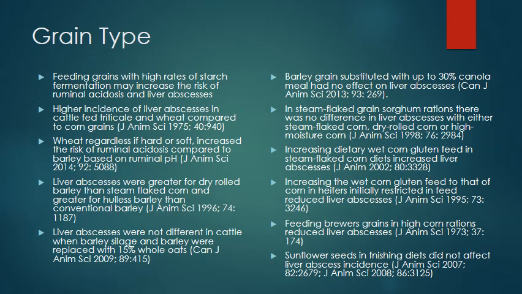In some U.S. research based on U.S. diets, in steam flake corn sorghum rations, there was no difference in liver abscesses with either steam flake corn, dry rolled corn, or high moisture corn. In another study, increasing the dietary wet corn gluten feed in a steam flake corn diet did increase the risk of liver abscesses. In another study, increasing the wet corn gluten feed to that of corn in heifers initially restricted in feed intake reduced the liver abscesses. In another study, feeding brewers grains in high corn rations reduced liver abscesses. And then in some work looking at sunflower seeds in finishing diets, it had no effect on liver abscesses.